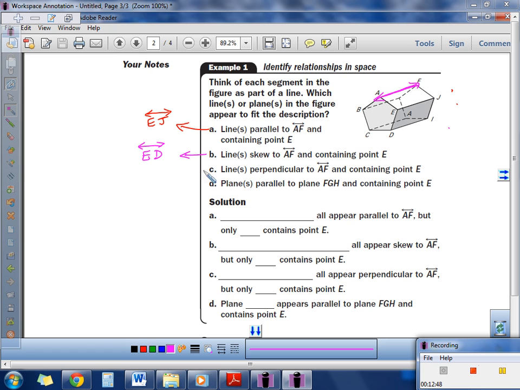The next one is part C, lines perpendicular to AF containing point E. I have to go through point E again, perpendicular to AF. What would you say? EJ we already said is parallel. We want to be perpendicular.